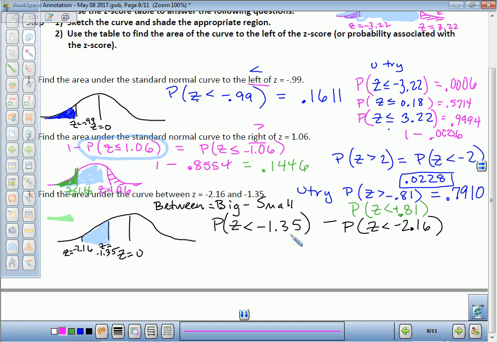Big minus small. These are less than, so we don't have to switch it. So then we go to negative 1.3. .0885.